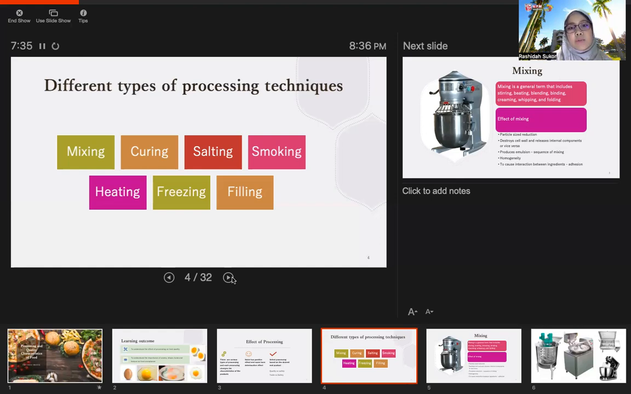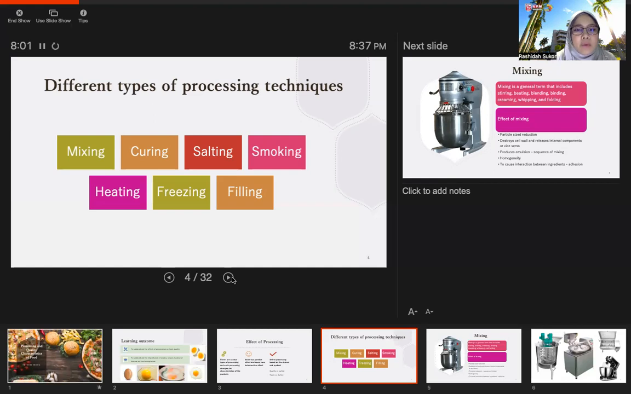And smoking is using smoke. In Malay we call it salai. If we use meat, for example, the effect of smoking is that they will have a smoky flavor. We also have smoked salmon, for example, that is also famous in salads.